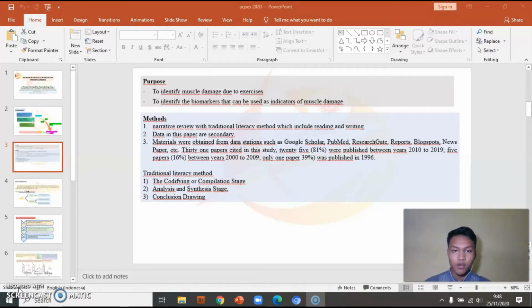Traditional literature methods consist of 3 stages which must be done sequentially in order to provide an acceptable answer to the question. Number 1, the codifying or compilation stage, is when the investigator collects and sorts all related materials from sources. Number 2, the analysis and synthesis stage, is a profound and detailed examination, extracting data on how data from chosen materials could be constructed into data interpretation. Number 3, conclusion drawing, is the last stage to end the process of the literature study and to test the novelty of the study.